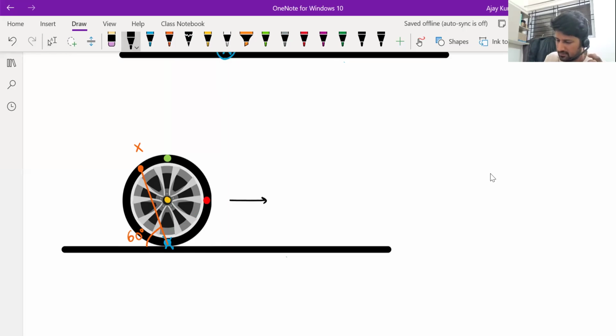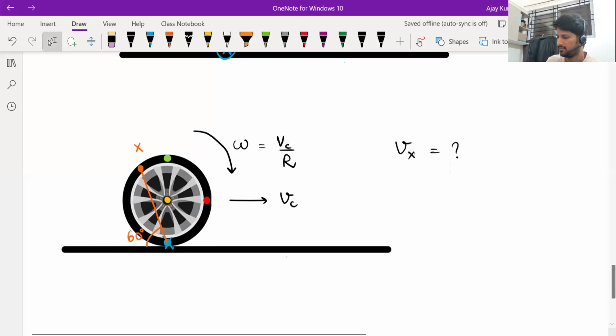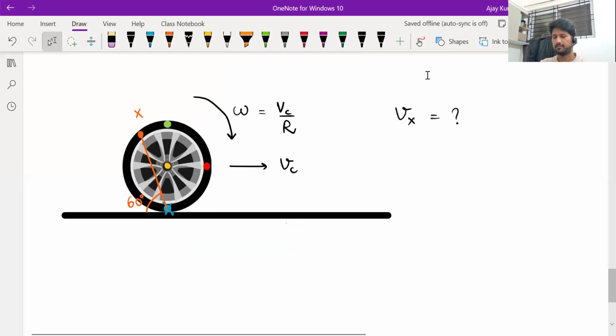What all are you given? Vc is given, obviously. And you are told that it is rolling. Then you know that there must be an angular velocity. You can tell how much is the angular velocity also. V is equal to r omega. Omega is V by r. Radius is r. Derive the speed of the point X. Think carefully. As I said, little bit of mathematics. Some ideas from geometry are involved in this.